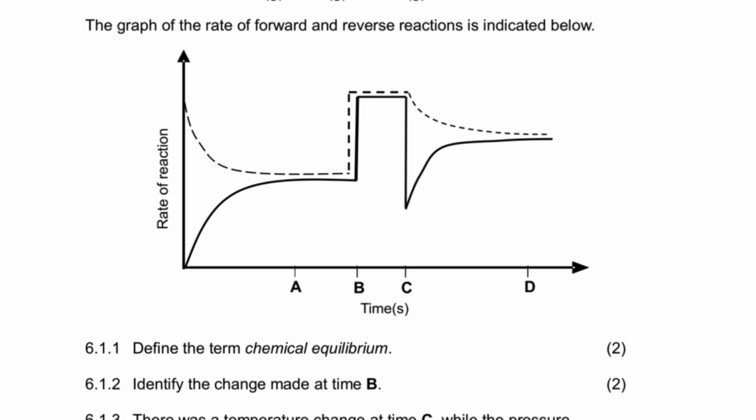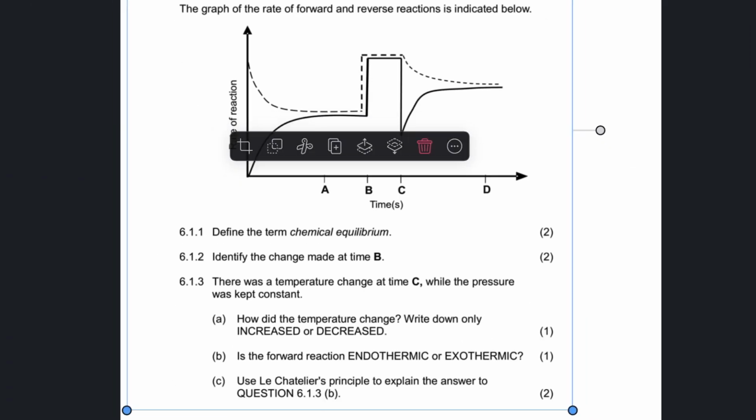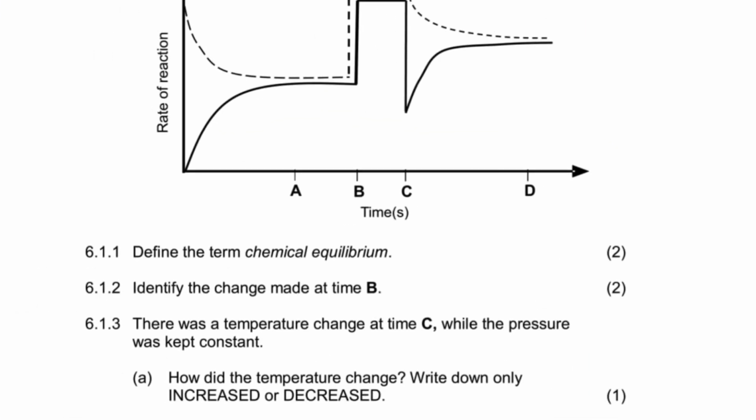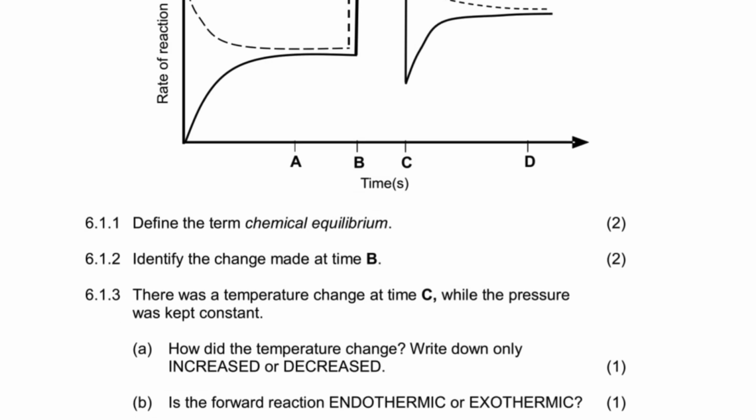Let's go to the questions. Now the first question says define the term chemical equilibrium. So the chemical equilibrium, guys, you look at the exam guideline. I'm just going to say it is the rate of forward reaction equal to the rate of reverse reaction. Now it says here 6.1.2, identify the change made at B. What is the change that is made at B there? As I've mentioned, it's an addition of catalyst. Addition of catalyst.